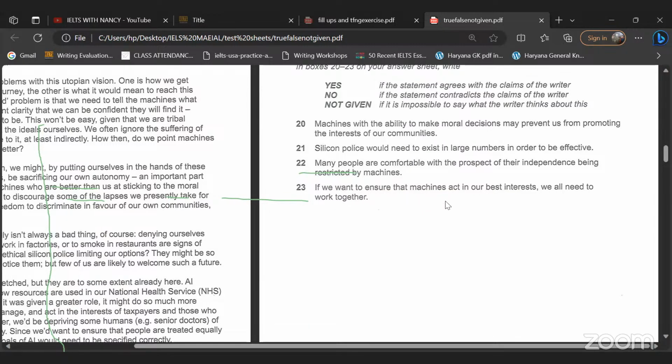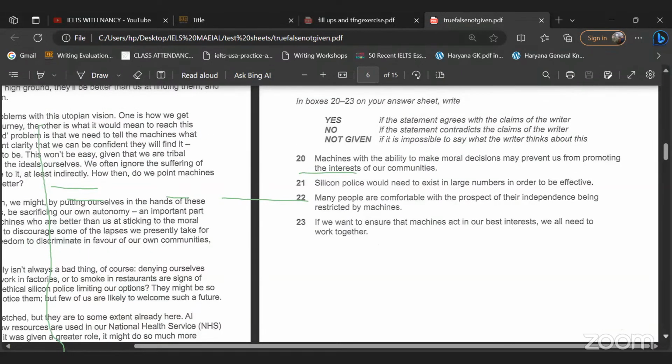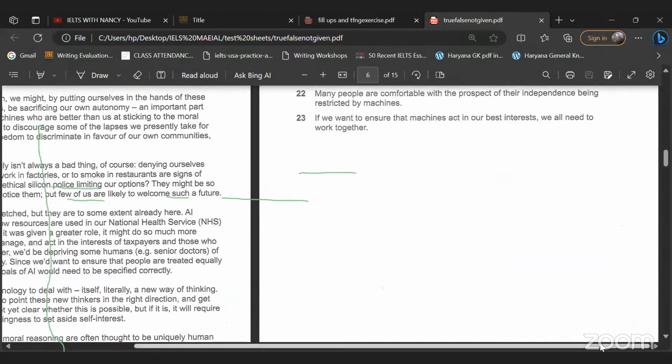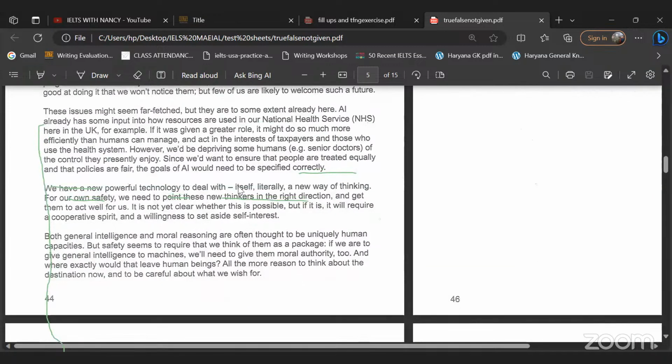Last, if we want to ensure that machines act in our best interest, we all need to work together. Like we need to work together if we want to ensure that machines act in our best interest. Working together. So here in the second last paragraph, what do we have?